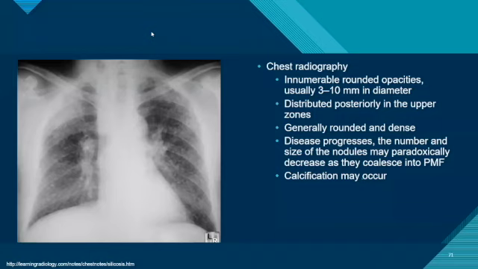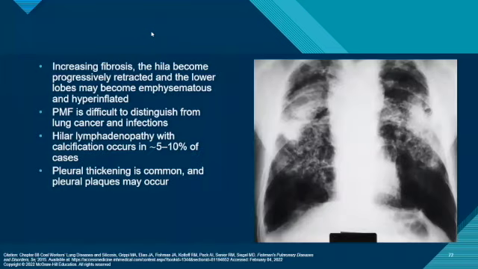As the disease progresses and the nodules tend to coalesce, the size of the nodules may paradoxically decrease as they progress to progressive massive fibrosis. Calcification can also occur. With increasing fibrosis, the hila become retracted and the lower zones emphysematous. As I said before, PMF is difficult to distinguish from lung cancer and infections. You may get hilar lymphadenopathy, which may show eggshell calcification when viewed on a CT scan, and pleural thickening and pleural plaques may occur.